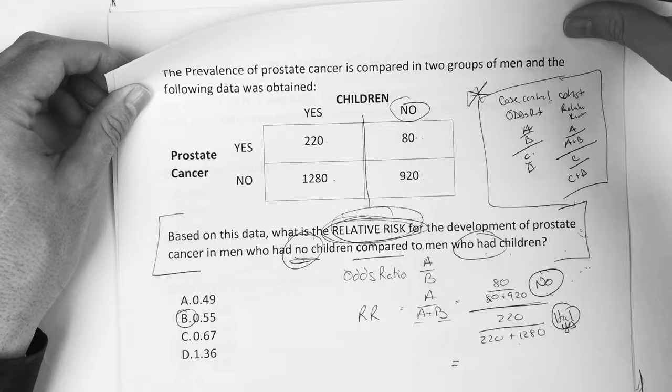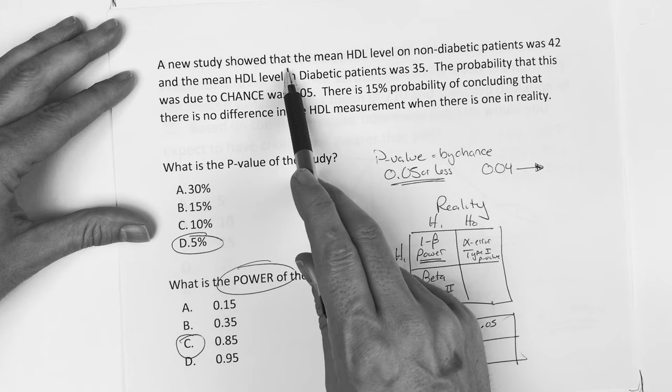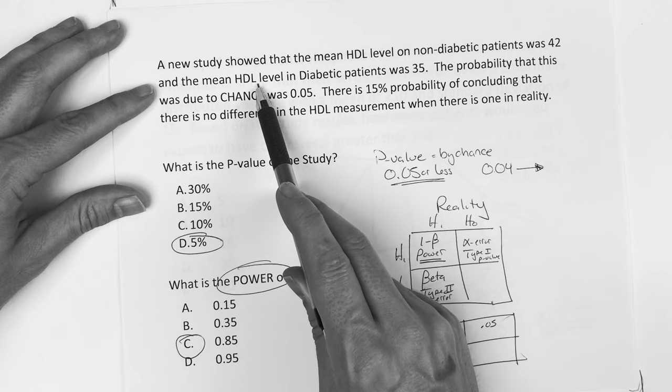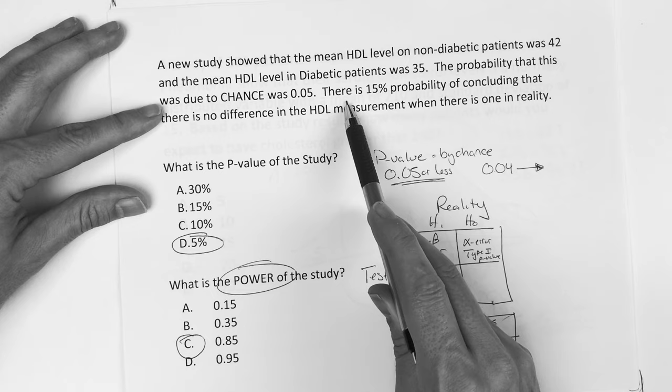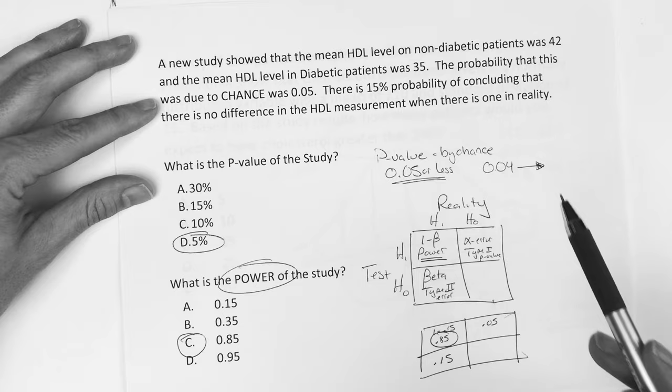This one, remember it says, a new study showed that the mean HDL level of non-diabetics was 42 and the mean HDL of diabetics was 35. The probability that this was due to chance was 0.05. There is a 15% probability of concluding that there was no difference in HDL measurement when there actually was one. I like this question. It says, what is the p-value?